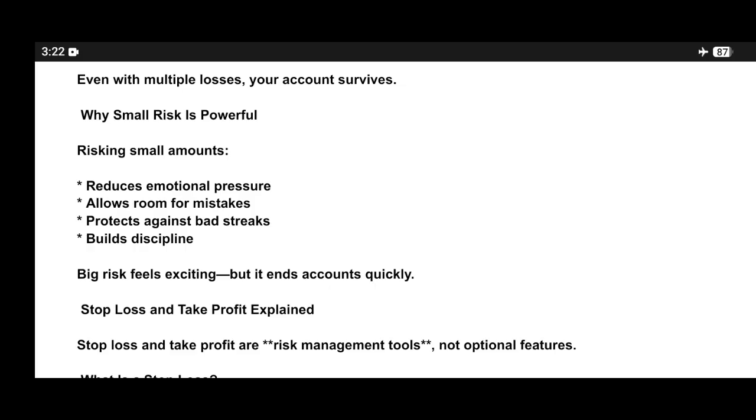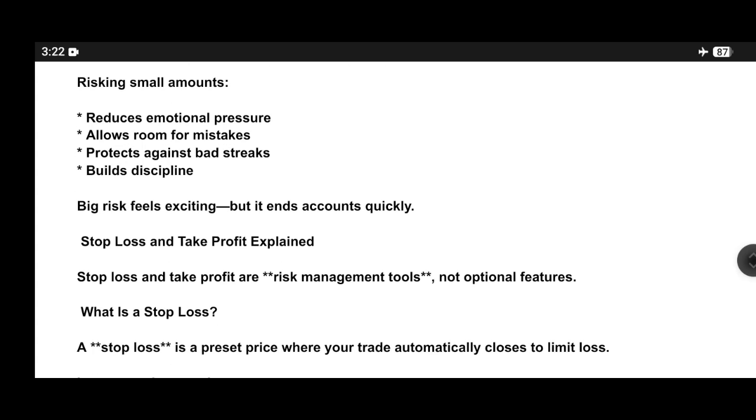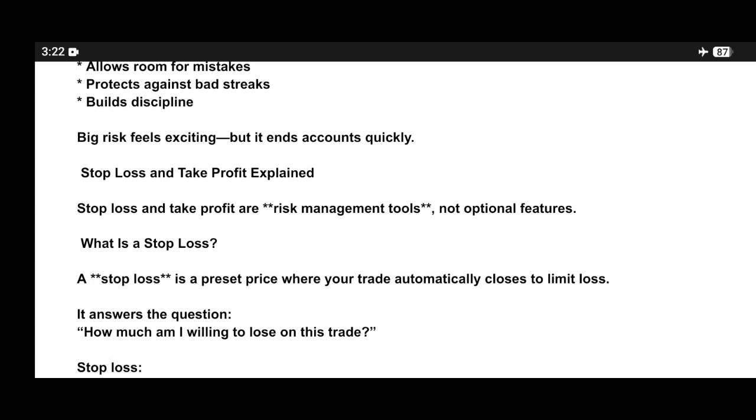Stop loss and take profit explained. Let me explain what is stop loss and what is take profit. Stop loss and take profit are risk management tools, not optional features. I understand. What is a stop loss?